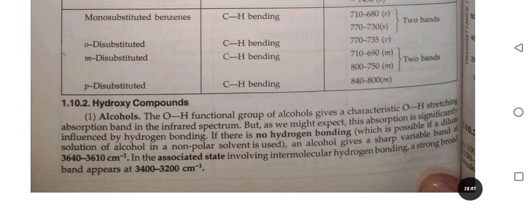Hydroxy compounds. Alcohol. The OH functional group of alcohol gives a characteristic OH stretching absorption band in the infrared spectrum, but as we might expect, these absorptions are significantly influenced by hydrogen bonding. If there is no hydrogen bonding, an alcohol gives a sharp variable band at 3640 to 3610 cm⁻¹. In the associated state involving intermolecular hydrogen bonding, a strong broad band appears at 3400 to 3200 cm⁻¹.